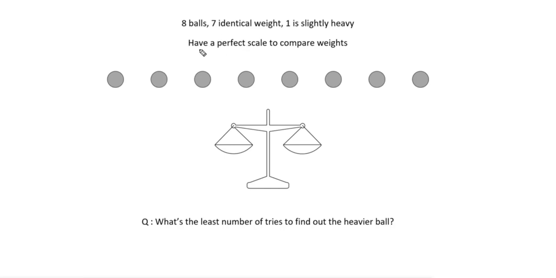So the question is shown over here. We have 8 balls, 7 of them are identical weight, and 1 of them is slightly heavier. And we also have a perfect scale to compare the weights. And the question is, what's the least number of tries to find out the heavier ball? So pause the video for a minute and see if you can come up with the answer.